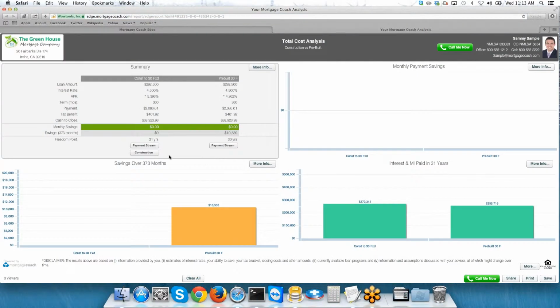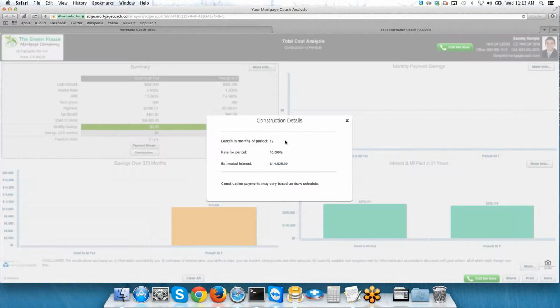Now, most importantly, you're going to have a new button. Underneath any of the programs that you mark with a construction period, you're going to see a construction button. If you click on that, it tells you the length of the period, the rate for the period, and the estimated interest. It also disclaims that construction payments may vary based on the draw schedule. So we're not collecting a draw schedule for you. We're doing it just like your LOS does, which means we take that 12 months of interest at this rate and then we divide it in half. And that's what this figure is.